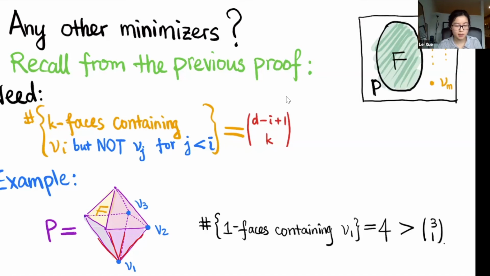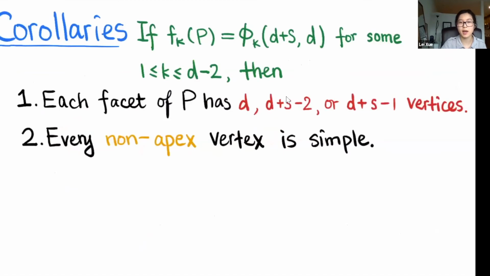And I claim that this is because v1 is not simple. As long as v1 is not simple, we will always fail at the very first step. So the corollary should be that we need v1 to always be simple. But then we can always reorder those vi's. Any of those vi's could be our v1. So this will tell us that actually every outside vertex should be simple. In other words, non-apex vertices should be simple.